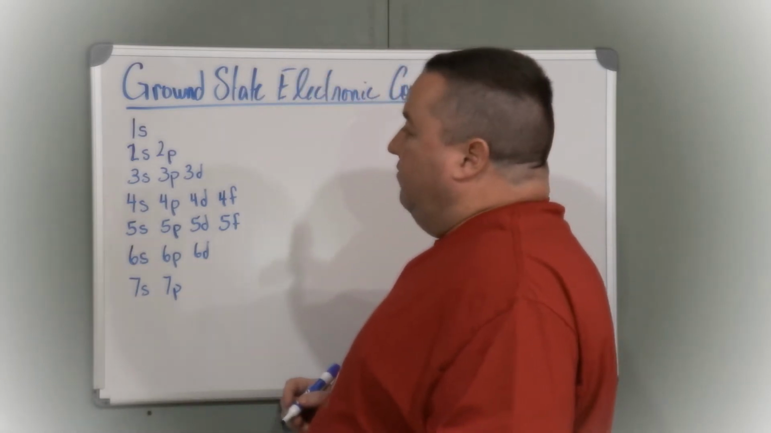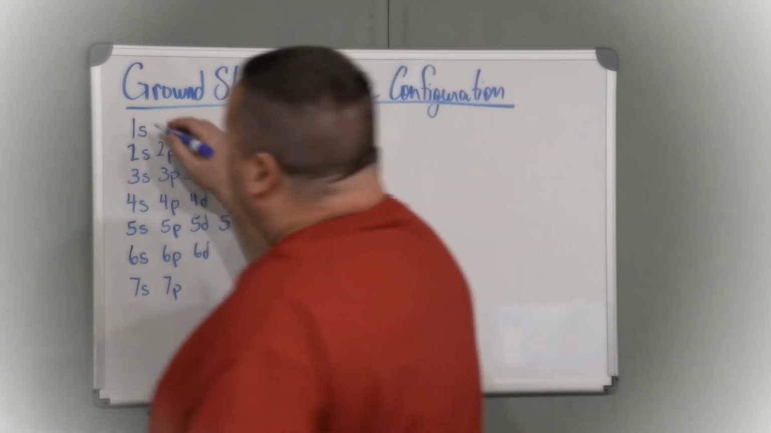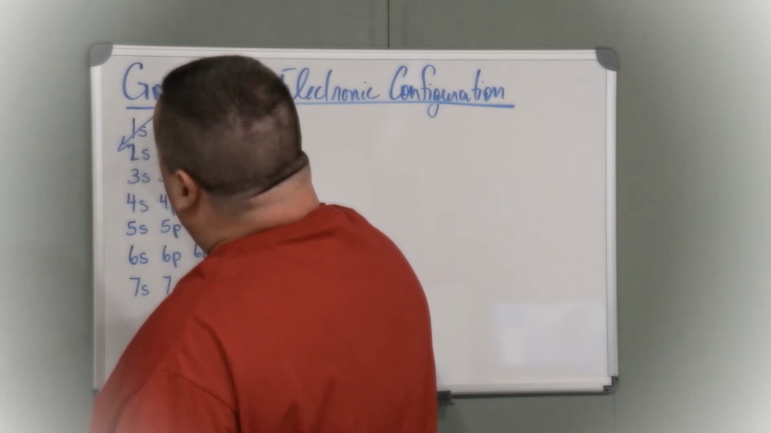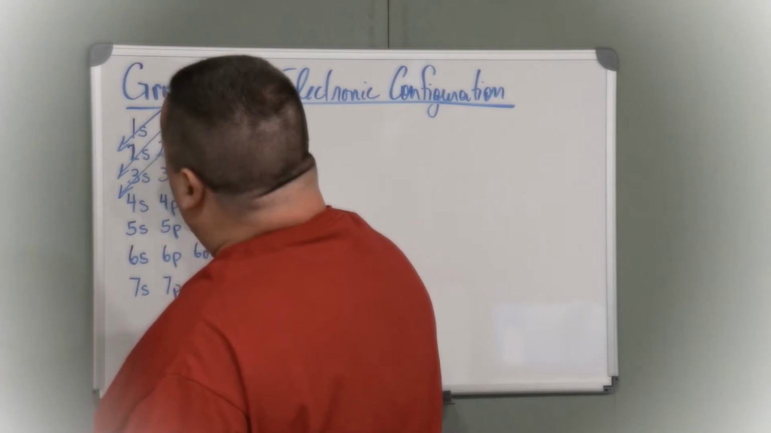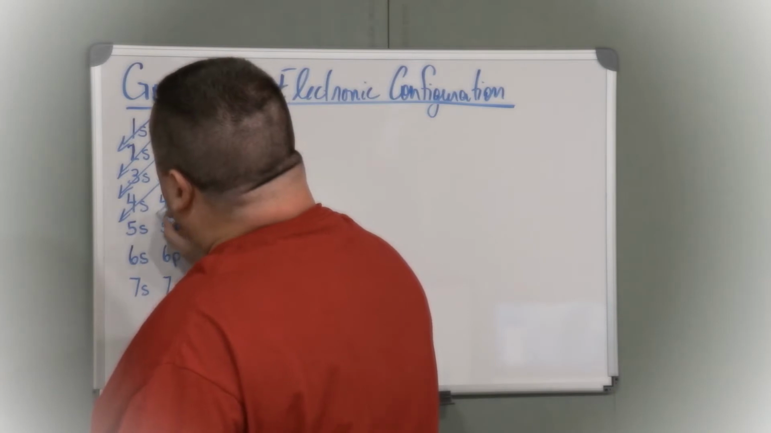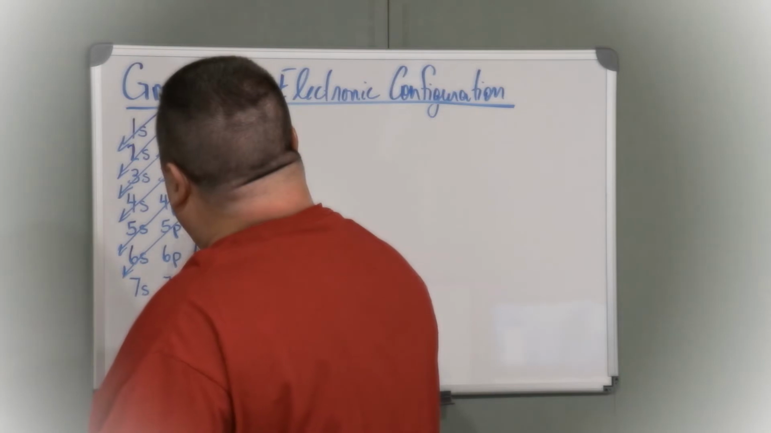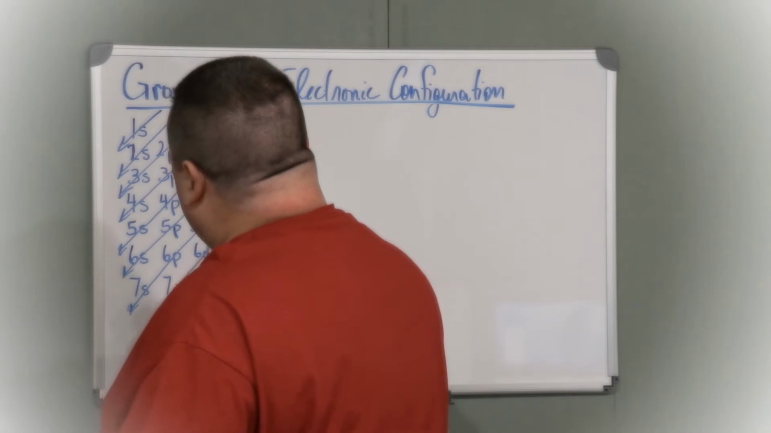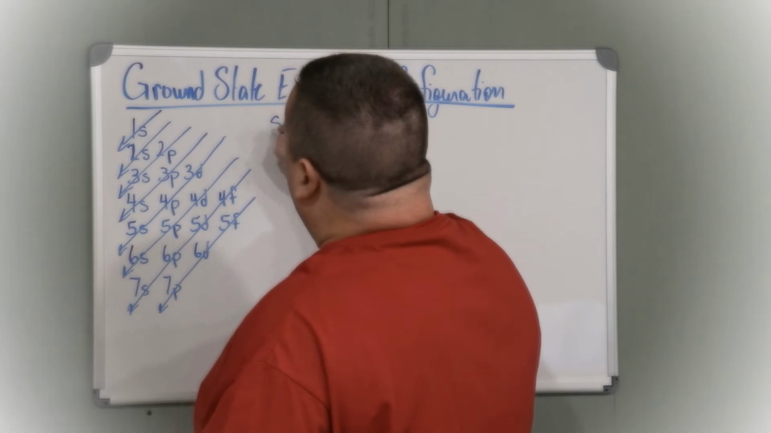And then it's very important to know that we don't read this left to right like a line of text. We need to read it on diagonals that go from the top right to the bottom left. This line followed by this. So it's 1s followed by 2s, 2p, 3s, 3p, 4s, 3d, 4p, 5s, 4d, 5p, 6s, 4f, 5d, 6p, 7s, 5f, 6d, and 7p.